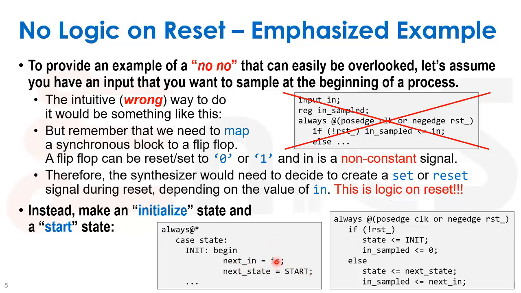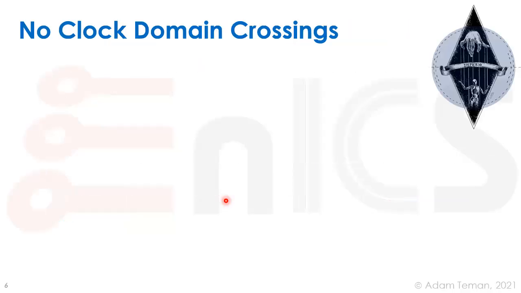So on the first clock cycle, we're going to set in sampled, and then state is going to go into start, and then we'll keep on doing our process while we have already saved the value of in at that beginning position right after reset into our in sampled flop.